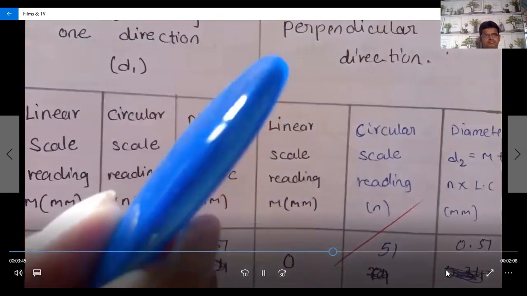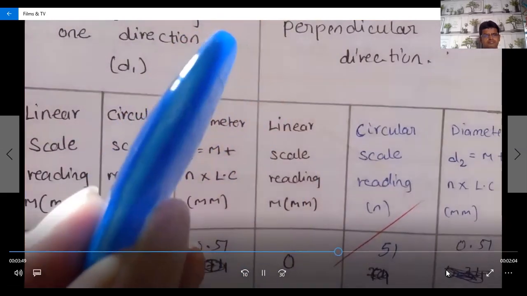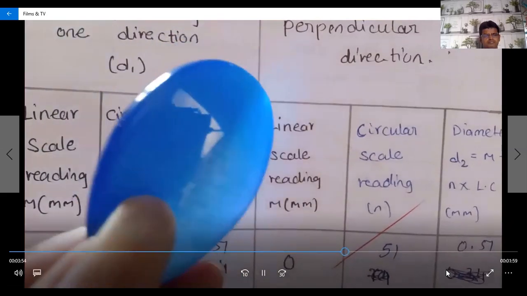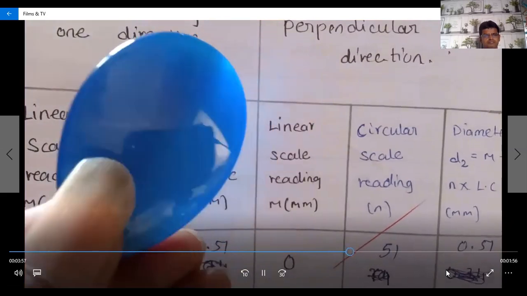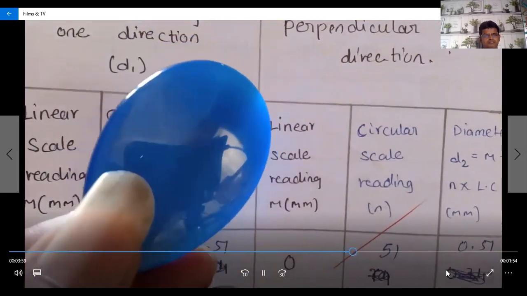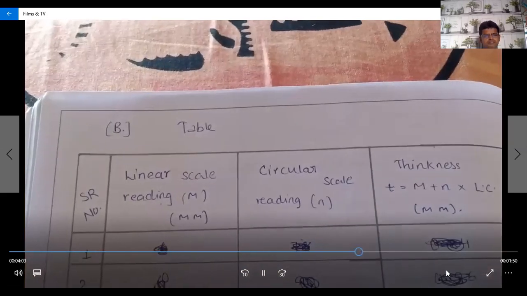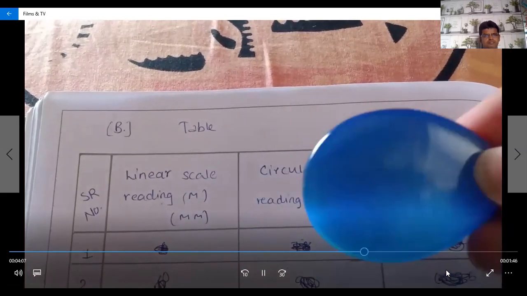Here 0 is not possible because there should be some thickness. So let's see, because in the wire we showed main scale 0 because the wire is very thin, but here we found some values in the main scale. So now in the second part, in the second table, we find the thickness of the given thin plate.